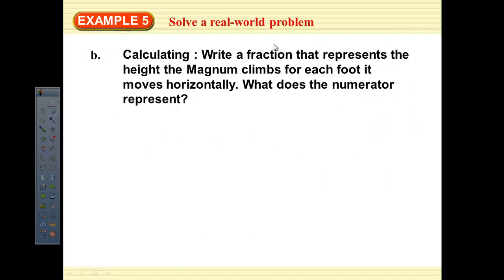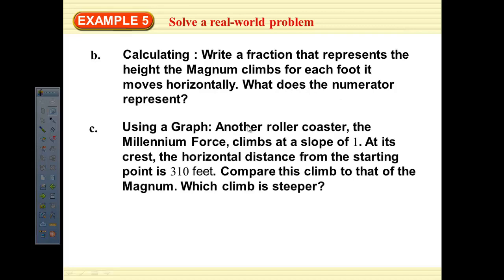The second part of this, we're going to write a fraction that represents the height the Magnum climbs for each foot it moves horizontally. If you notice, we're doing a rise, because it's the height here, over horizontal movement, which is the run. So it's really rise over run. The numerator here will represent the slope of that climb.